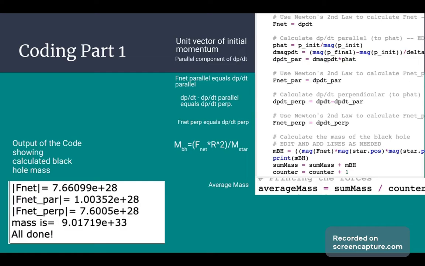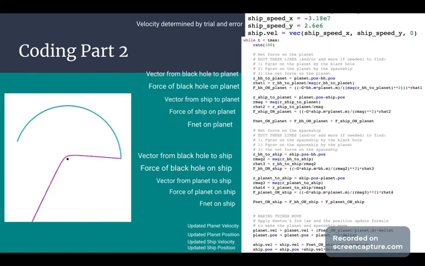The mass of the black hole is equal to the net force times the square distance between the black hole and the star divided by the mass of the star. This was found by rearranging the equation for universal gravitation. The mass of the black hole is given at every time point. Then the average of these is found to give the average mass, which is 9.017 times 10 to the 33 kilograms.